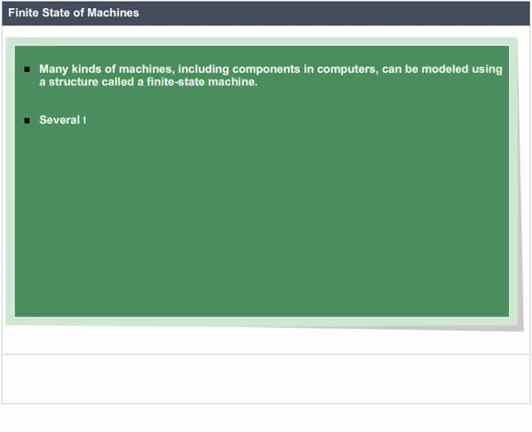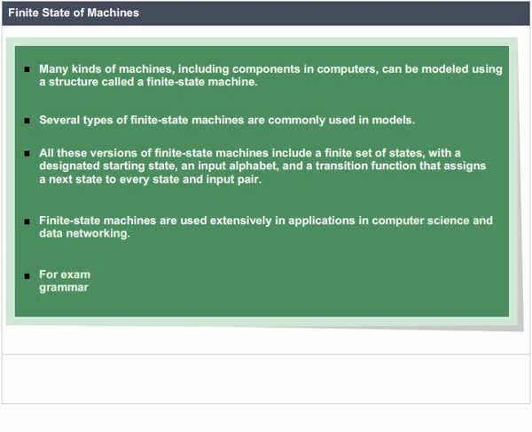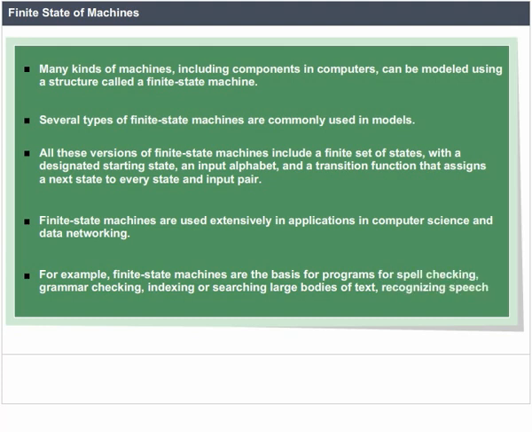Finite state machines. Many kinds of machines, including components in computers, can be modeled using a structure called a finite state machine. Several types of finite state machines are commonly used in models. All these versions include a finite set of states with a designated starting state, an input alphabet, and a transition function that assigns the next state to every state and input pair. Finite state machines are used extensively in applications in computer science and data networking. For example, they are the basis for programs for spell checking, grammar checking, indexing or searching large bodies of text, and recognizing speech.